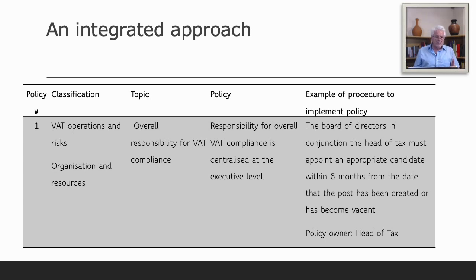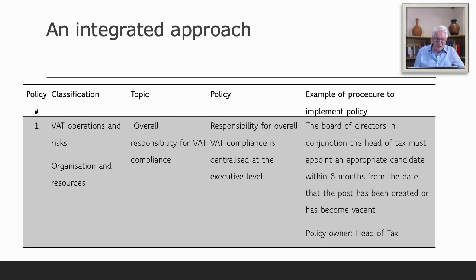Now if you look at that, it starts with your policy number, because it's always good to have a number dealing with your policies, so you can find it afterwards. What is the classification? Where does this fit in? Have you given that the necessary thought to that? Then the topic itself, then the policy. This is the policy, and then you have a procedure. How do you implement that policy? Now in this specific case, we can see it deals with VAT operations and risks, and operations and resources. Those are the main topics, and you would have seen that coming through in the previous sessions.